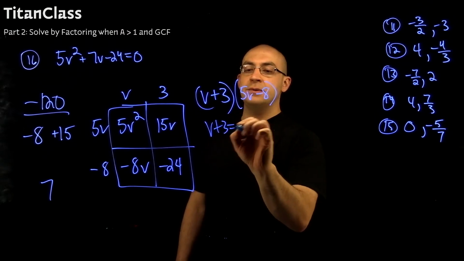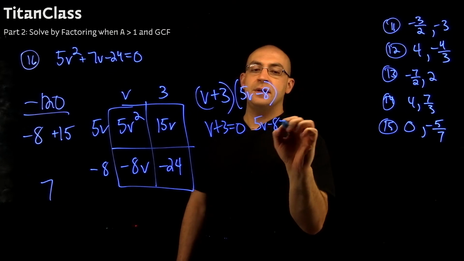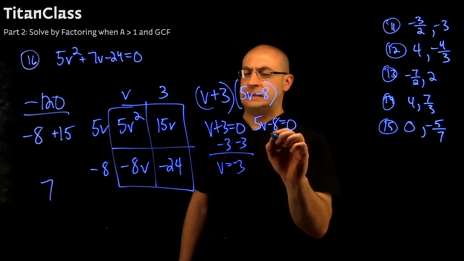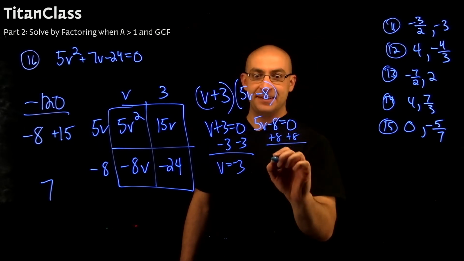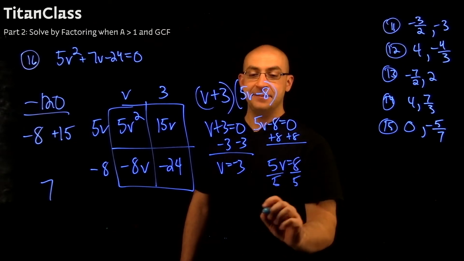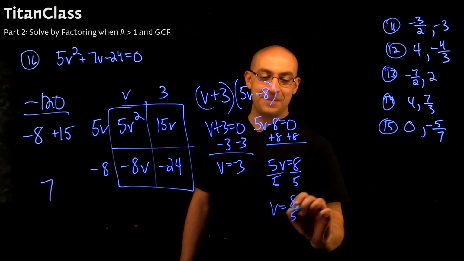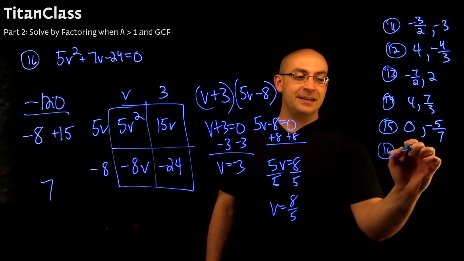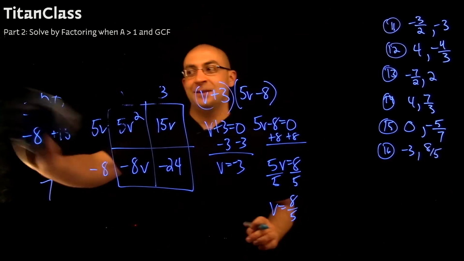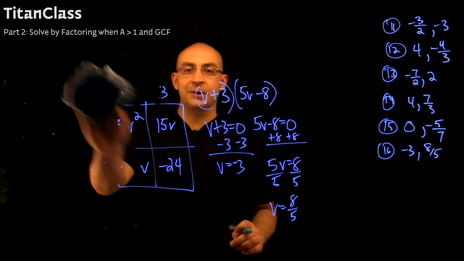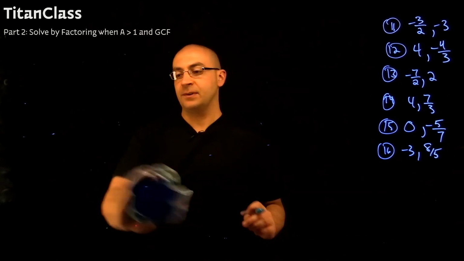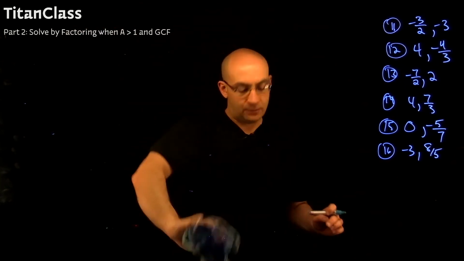V plus 3 equals 0, and 5v minus 8 equals 0. Subtract by 3 on both sides gives us v equals negative 3. Add 8 to both sides. This one stinks. 5v equals 8, divided by 5 on both sides. I don't know what that is. And we have v equals 8 over 5. All right, so we have our two answers. We've got negative 3, and we've got 8 over 5. Okay. Bigger numbers are challenging, right? But we want to go down the list of factors, and then we can go from there. As long as you're careful about the multiplication of it, we're fine.